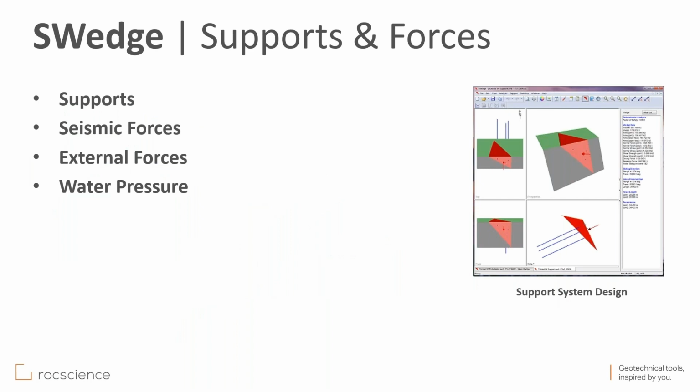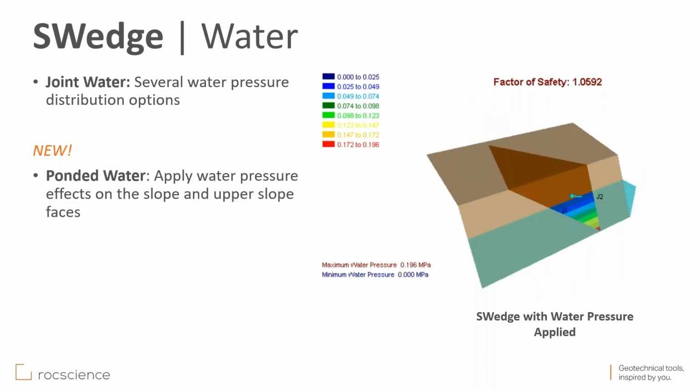In addition to self-weight and shear resistance, other forces can also be modeled. This includes supports, seismic forces, external forces, and water pressure. The user can select from a number of pressure distributions when modeling joint water pressure. The ponded water feature was added to the initial release of Maintenance Plus as a way of modeling the effects of water pressure acting on the slope faces. In most cases, this ponded water acts as a stabilizing force on the wedge.